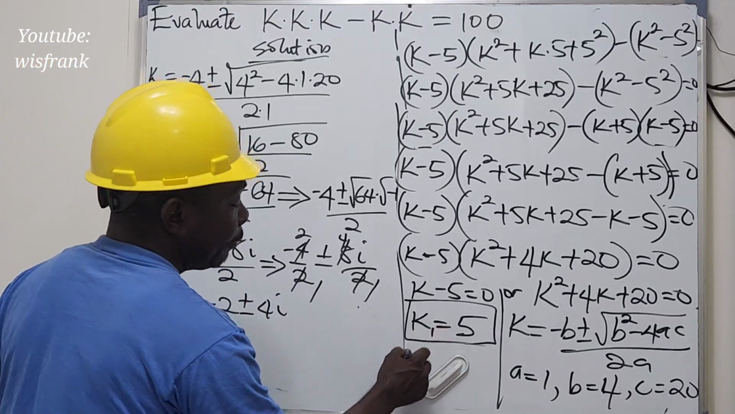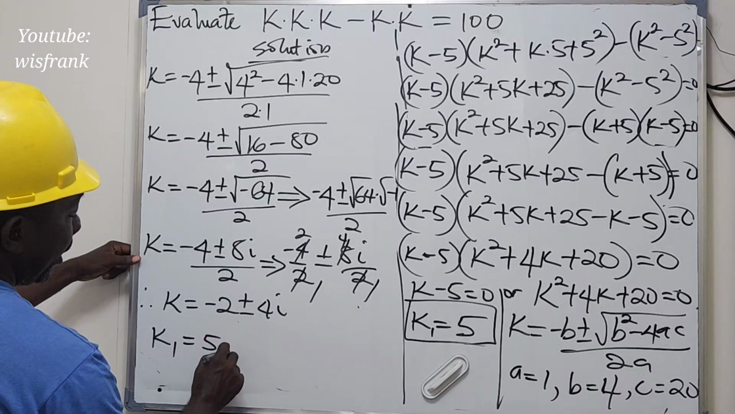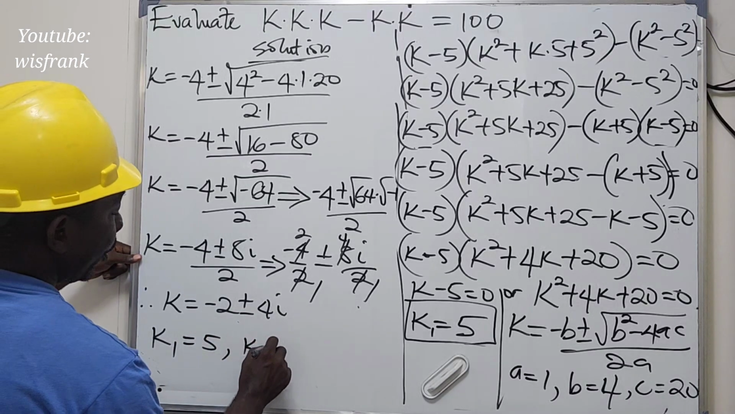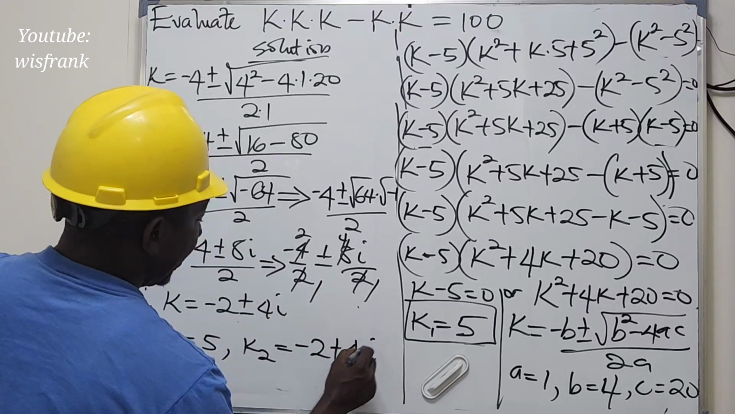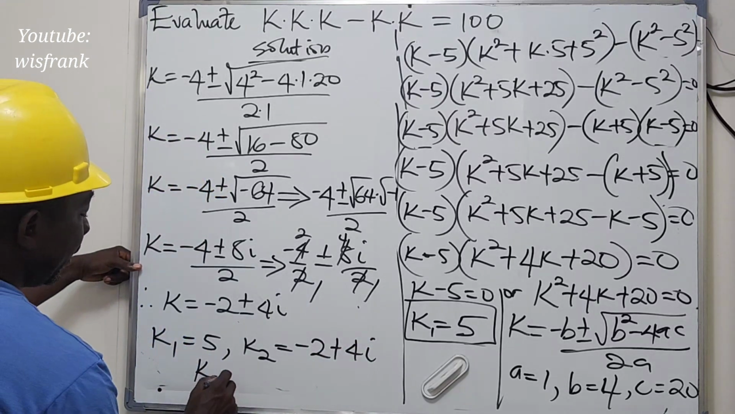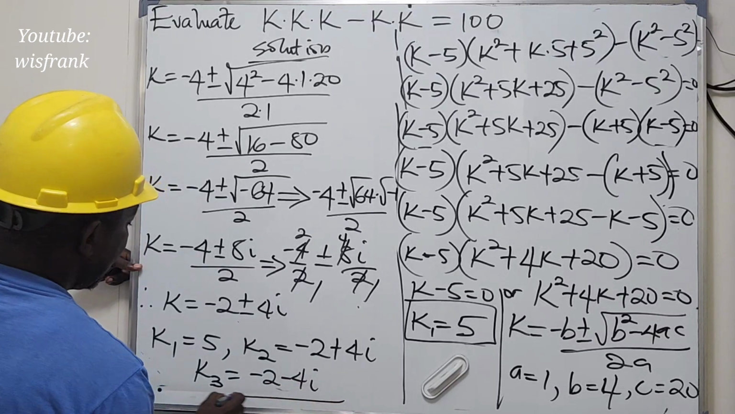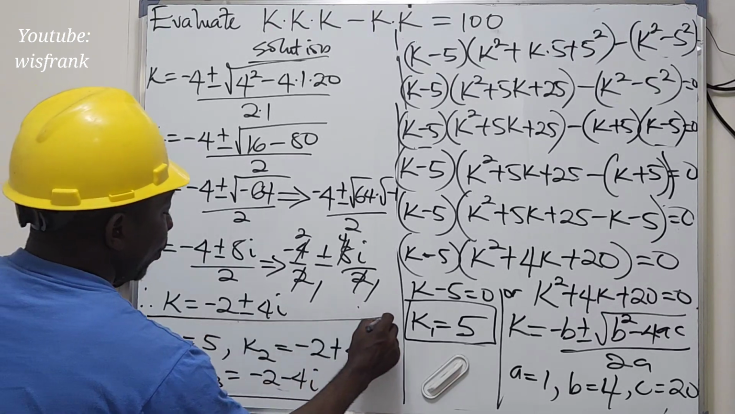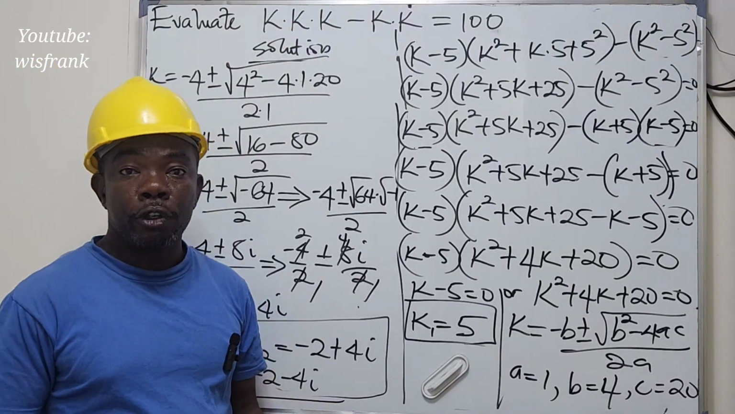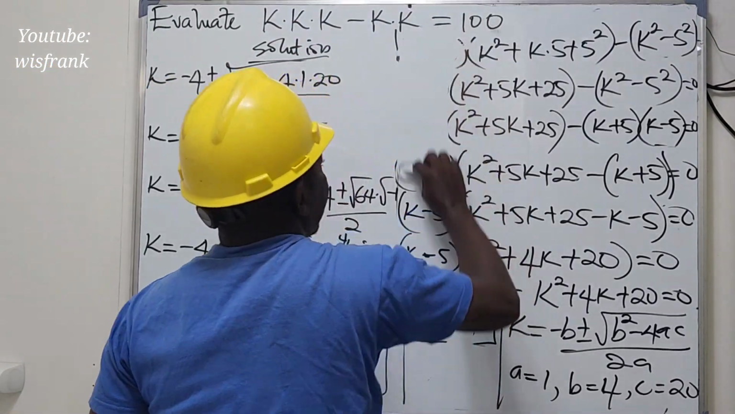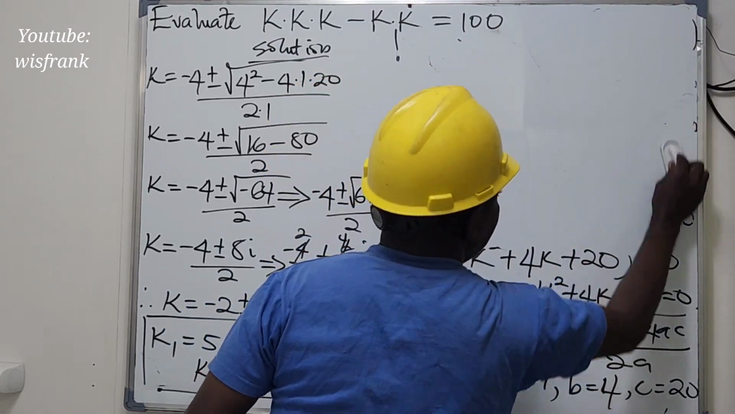So this was the first value of k, and k1 equals to 5. And also k2 equals to, from here we have minus 2 plus 4i. And also k3 equals to minus 2 minus 4i. So these are the values of k that we have, and it satisfies this equation. We can do a little check for us to see whether our value of k as 5 will give us the solution of the given equation.